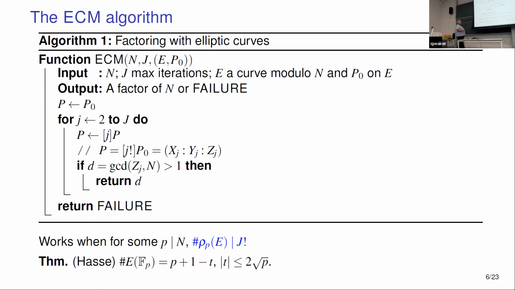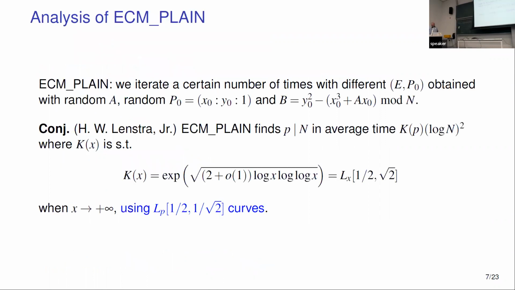And the difference with preceding methods is that by Hasse's theorem, you know that the cardinality of E(Fp) is close to p, but varying with the coefficients of E. So if you use a lot of curves, one of the cardinalities in the interval here should be B-smooth, and then you factor n. This is the really basic algorithm. So let's call it ECM plain.